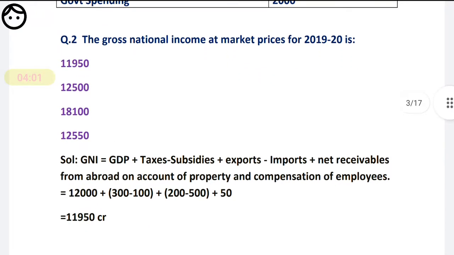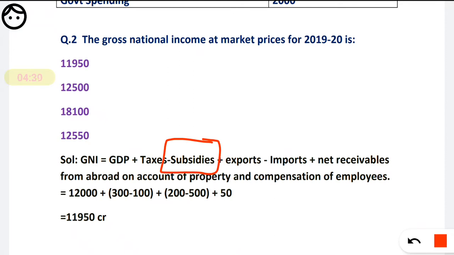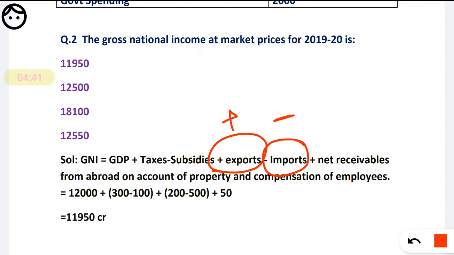So what do you mean by gross national income? The GNI is nothing but the total income we have to consider. So definitely it will be GDP plus taxes. How are taxes income? Whatever taxes you have paid to the government, you are paying from your pocket, so definitely taxes will be added. Next thing is the subsidy. You are taking subsidy from the government, so subsidy you have to subtract. Subsidy is not your income, that's why you are subtracting. Definitely your export is your income, so add it. Import you have to subtract because you are paying for that.